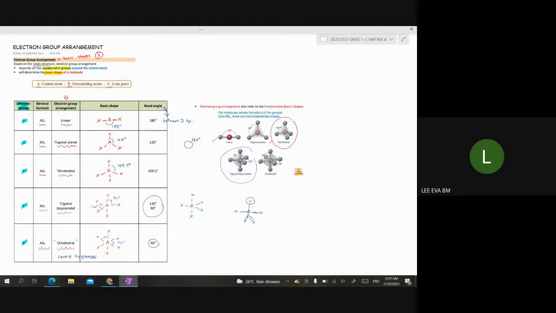Right. So Madam want to make sure everyone's understand. Electron group arrangement, we include all the electron groups. The bonding pair, single, double, triple bond. Include also the lone pair. Include also the lone electron.